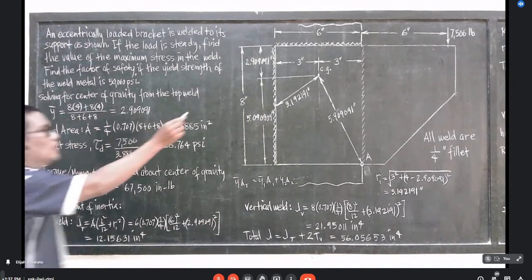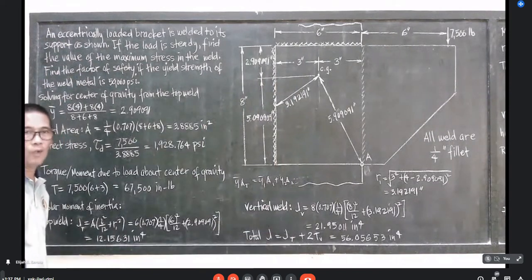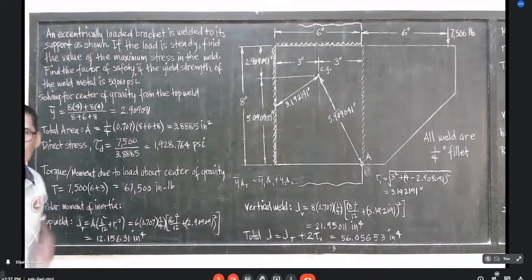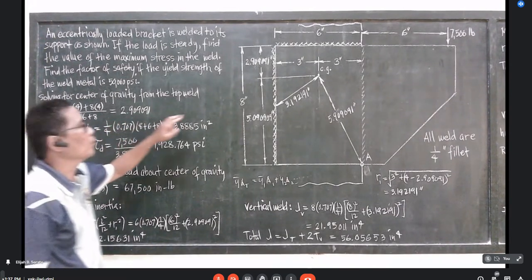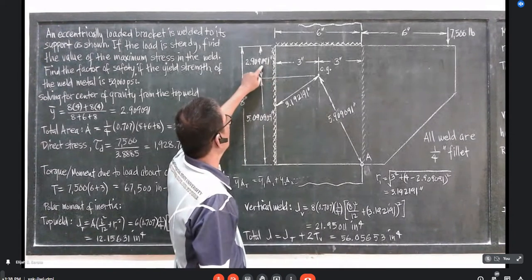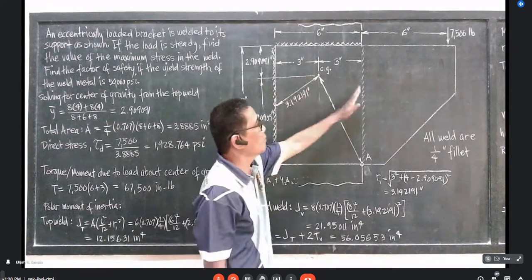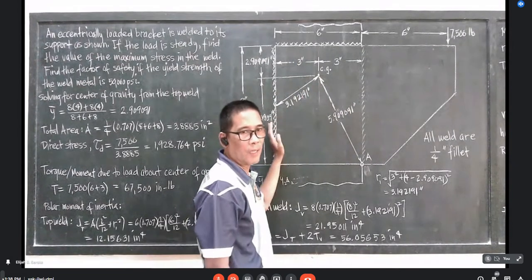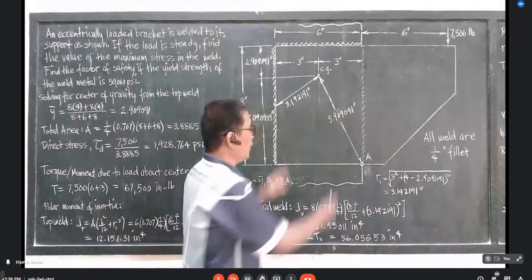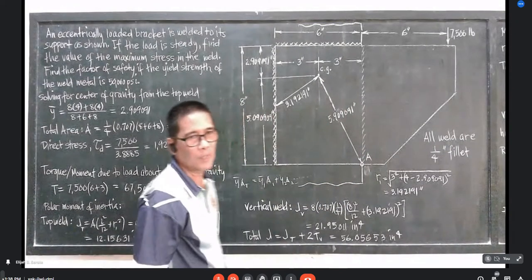Because this third one has 0 moment arm, we will get this. That is 2.909091 from the top weld, but it is located midway between the two 8 vertical welds.